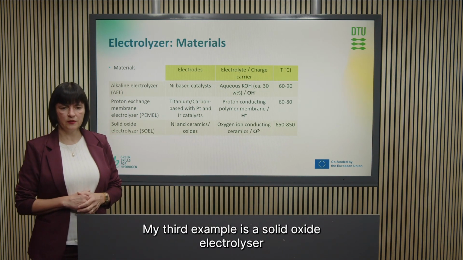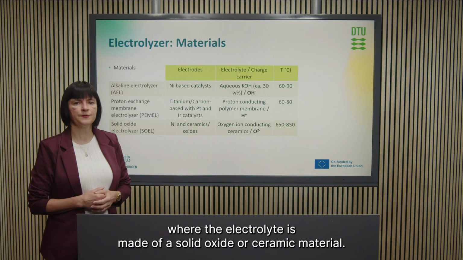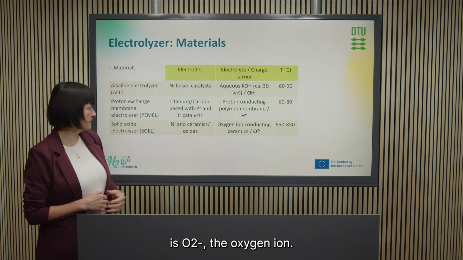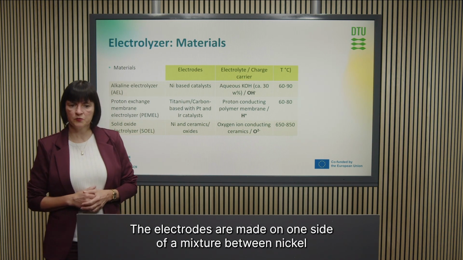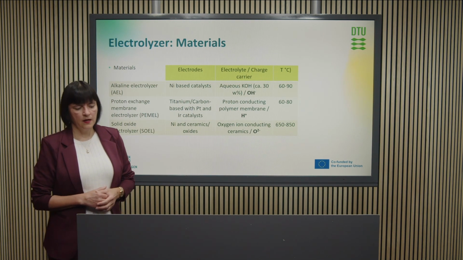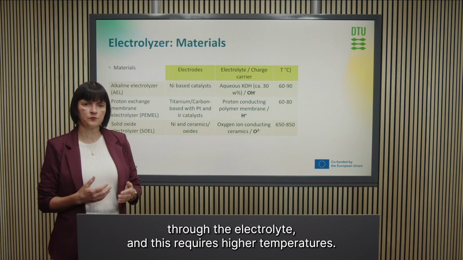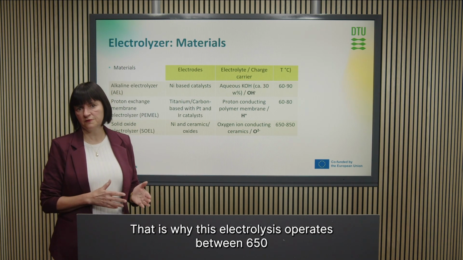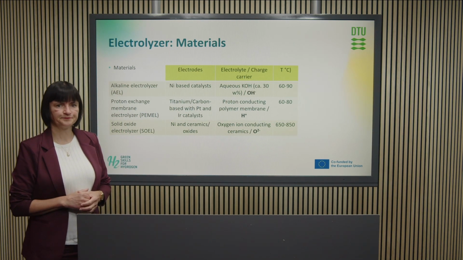My third example is a solid oxide electrolyzer, where the electrolyte is made of a solid oxide or ceramic material, and here the moving ion in the electrolyte is O2-, the oxygen ion. The electrodes are made on one side of a mixture between nickel and a ceramic material and an oxidic structure on the other side. In this concept, we want to have oxygen ions traveling through the electrolyte, and this requires higher temperatures. That is why this electrolysis operates between 650 and 850 degrees centigrade and makes it a high-temperature electrolysis.